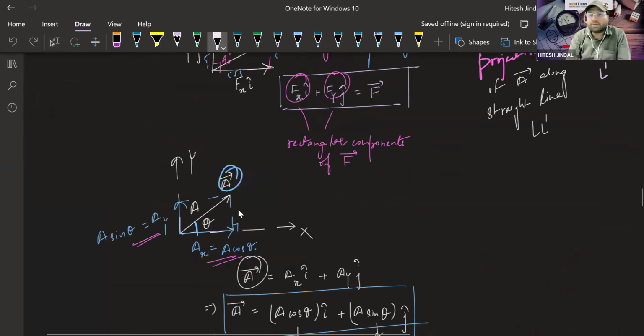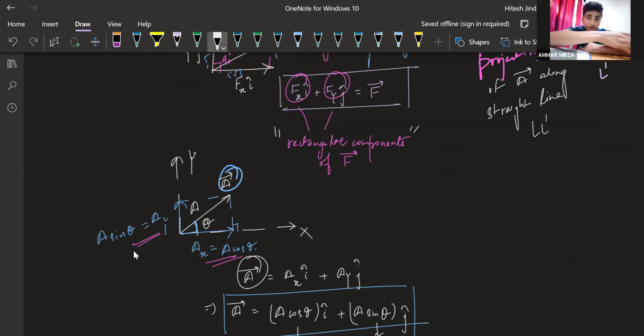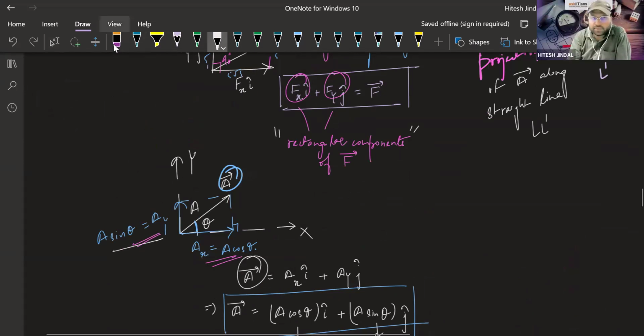Any vector is having two components, right? Two rectangular components. One component is A cos theta and one component is A sin theta, right? One component is the x component. The other component is the y component, right? So which component would be A cos theta? The adjacent component to the angle, right? So this angle is given. So this becomes A cos theta. This becomes A sin theta.